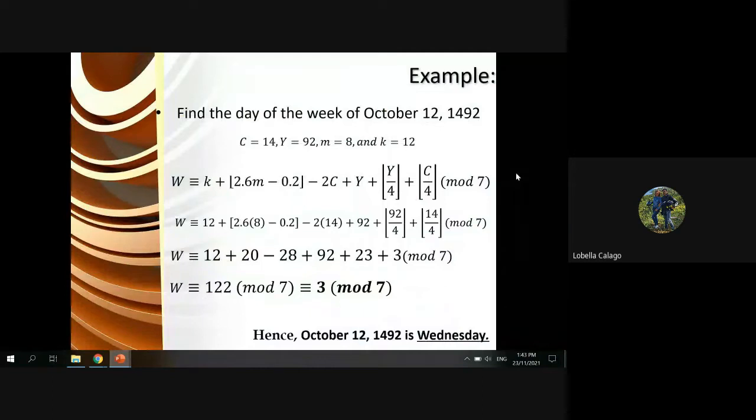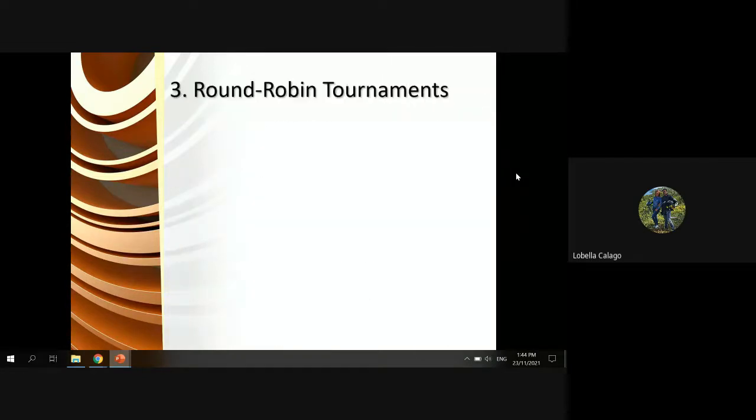Sorry. So that is how you're going to get the perpetual calendar. Yun lang, mag-substitute lang kayo sa formula, ang trabaho ni perpetual calendar. Okay, so we're done with the perpetual calendar. Now we go to the round robin tournaments.